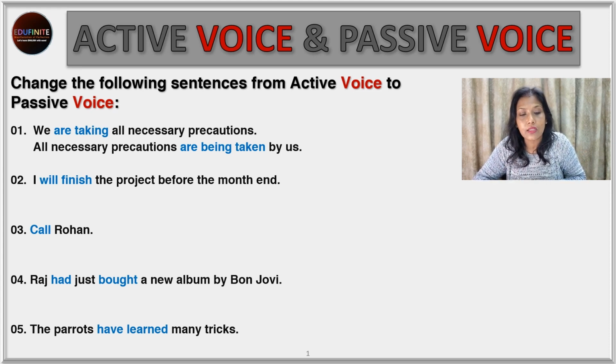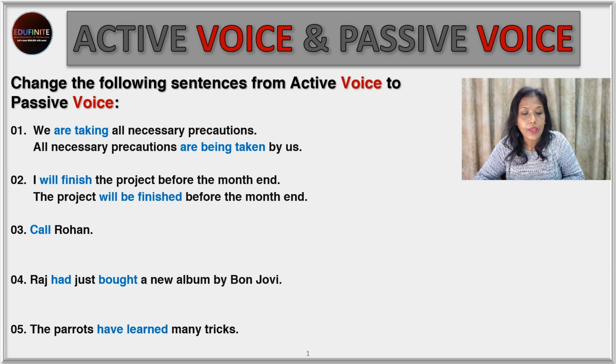So all necessary precautions, since this is what? This is in the present continuous tense. So we'll have to include being and the verb. Passive voice, we know it's V3 form of the verb and by. The preposition by is there and the subject of the active voice becomes the object. So all necessary precautions are being taken by us.